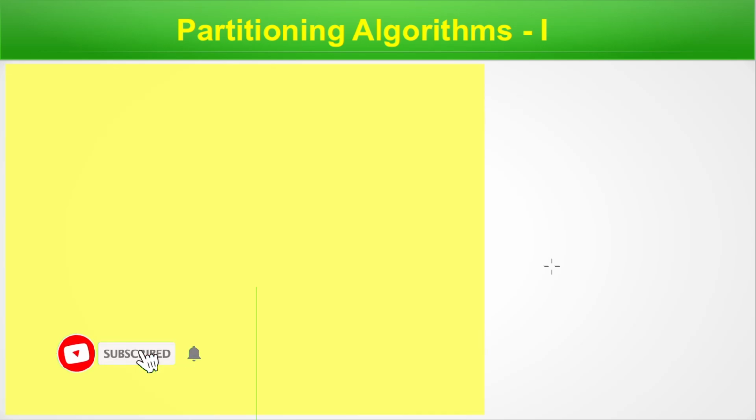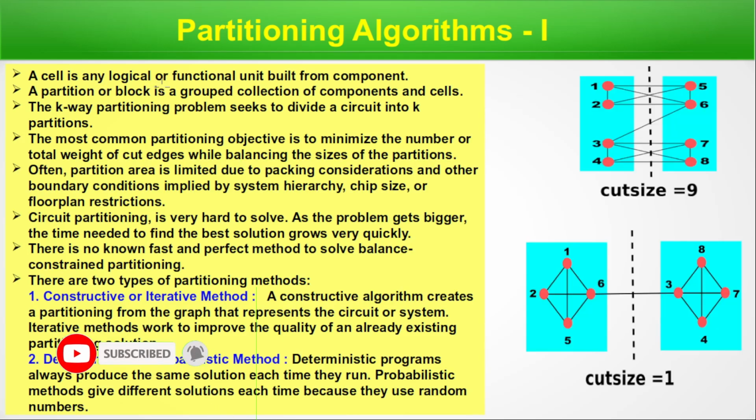Partitioning algorithms. A cell is any logical or functional unit built from components. A partition or block is a grouped collection of components or cells. The components are there, and a grouped collection of components and cells makes a partition or a block. The K-way partitioning problem seeks to divide a circuit into K partitions.